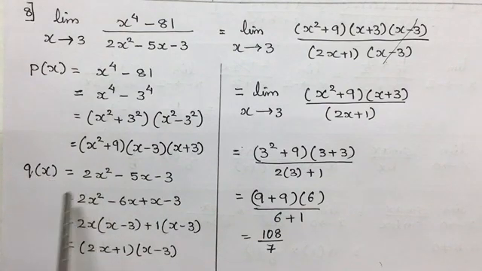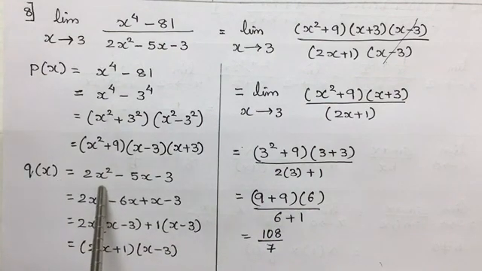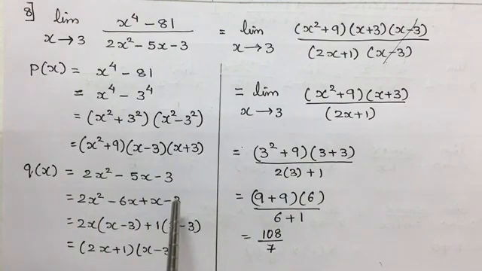Denominator, which is being taken up as q of x, 2x square minus 5x minus 3, can be factorized. The splitting will be minus 6 plus 1. Taking out 2x common, the bracket will be x minus 3, and then taking out 1 common, x minus 3 will be another bracket. So the factors will be 2x plus 1 into x minus 3.